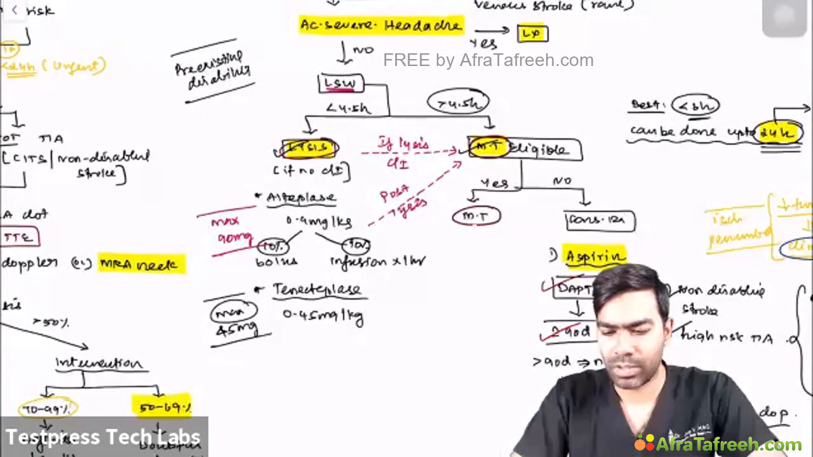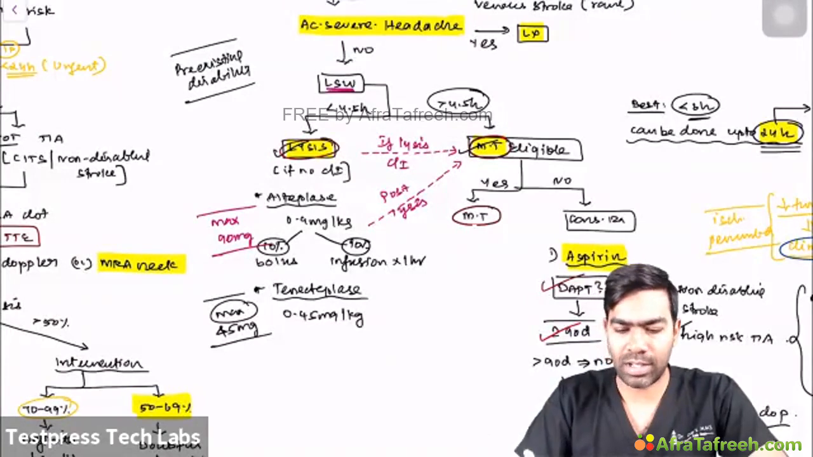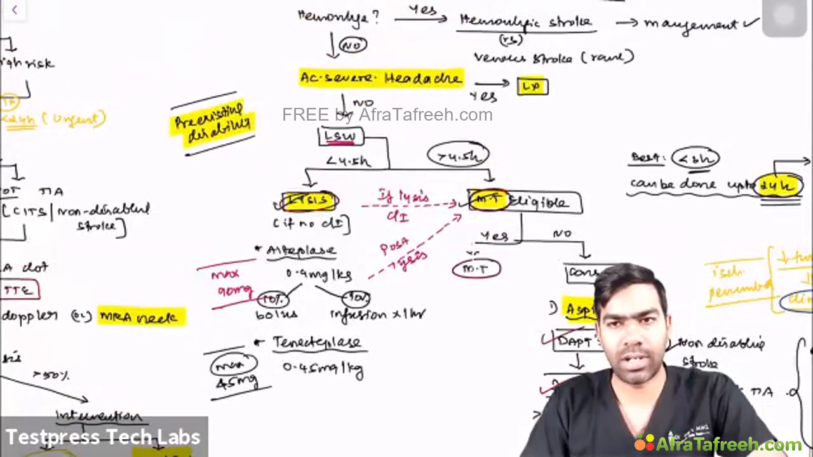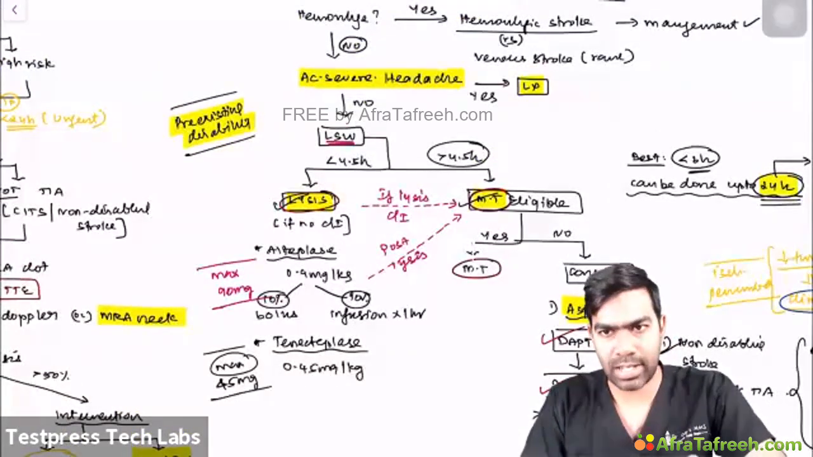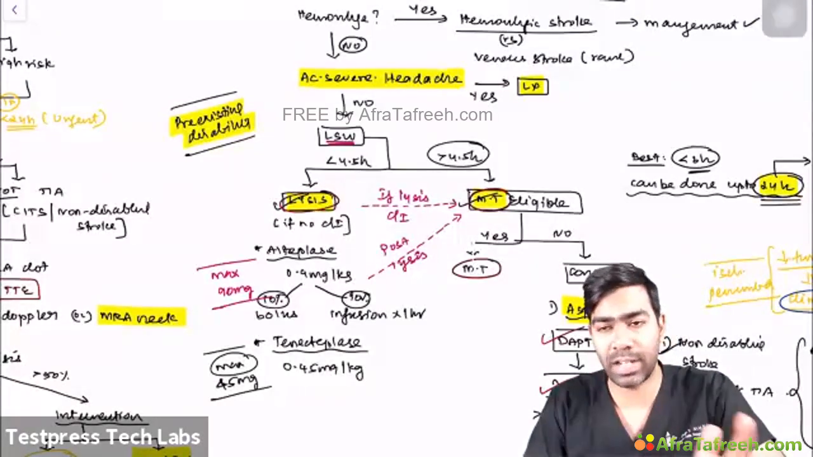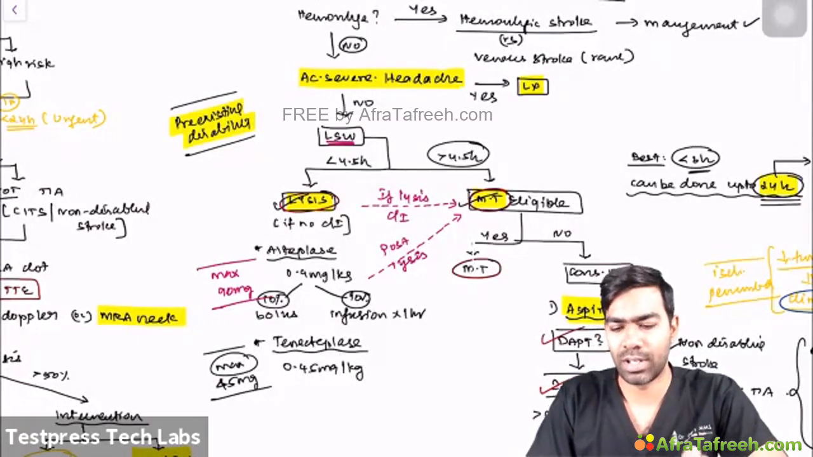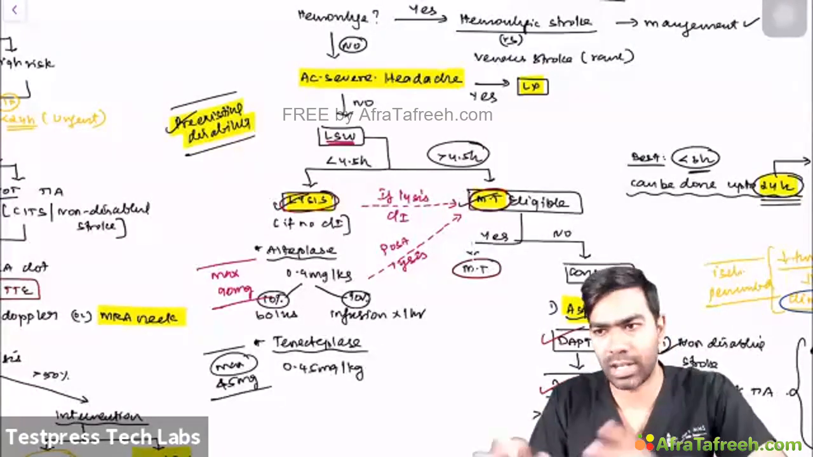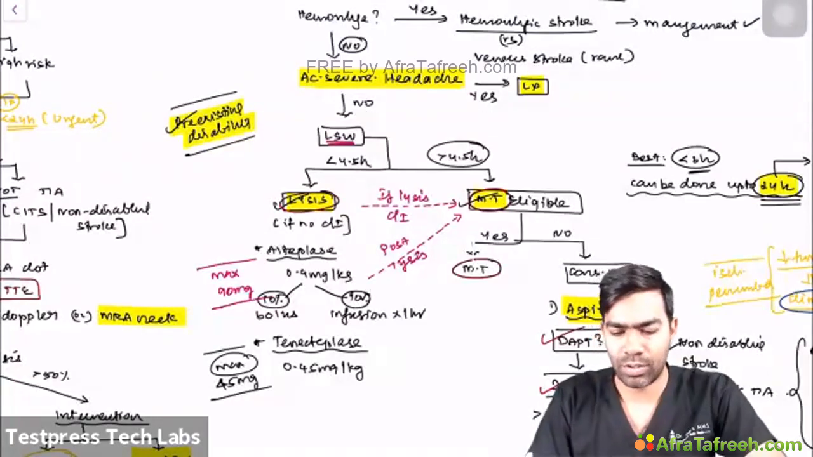So if there is a pre-existing disability in the patient already, or probably a pre-existing stroke which has caused a substantial disability, then if they're getting a recurrent stroke, there is no point in doing a thrombolysis or mechanical thrombectomy. These management options will only increase the risk of hemorrhage and not provide any improvement. This is a very important point as far as the entire stroke management is concerned. So how can you assess whether the patient has pre-existing disability or not?